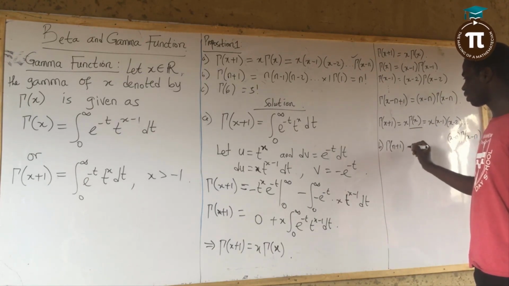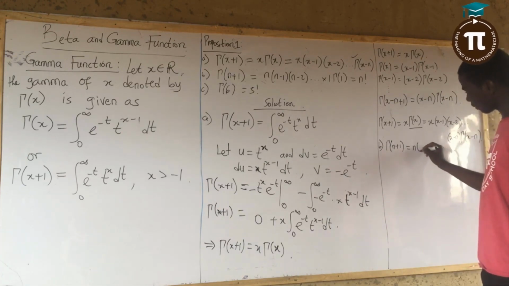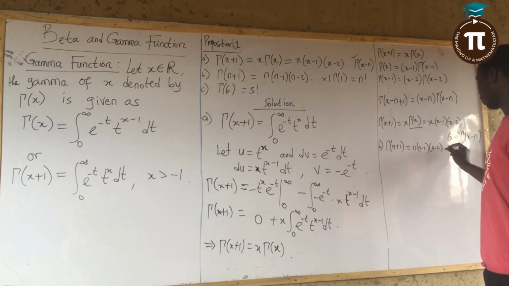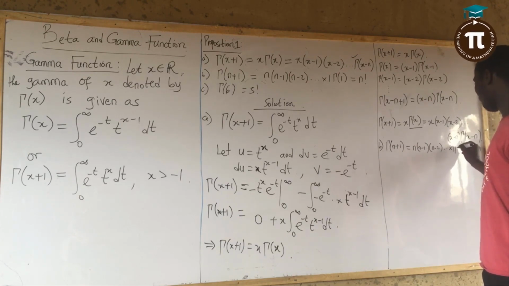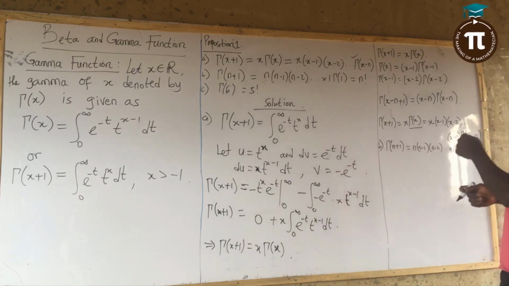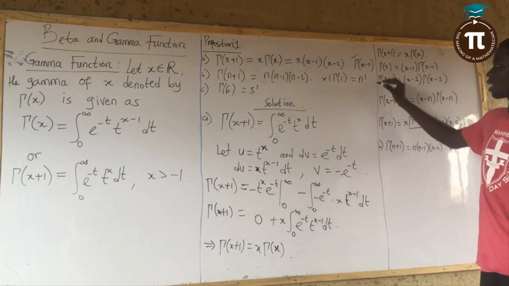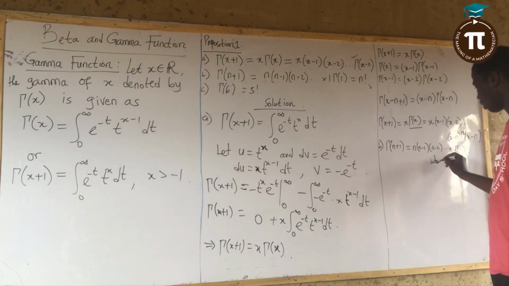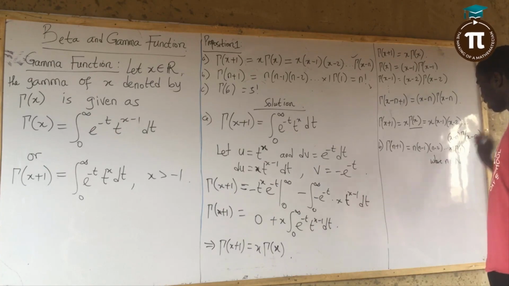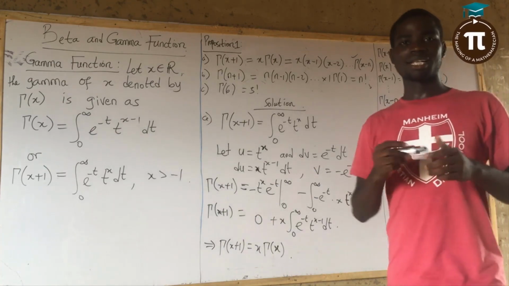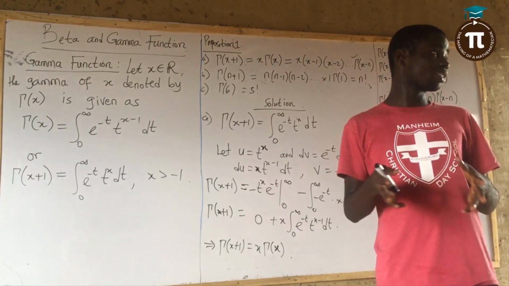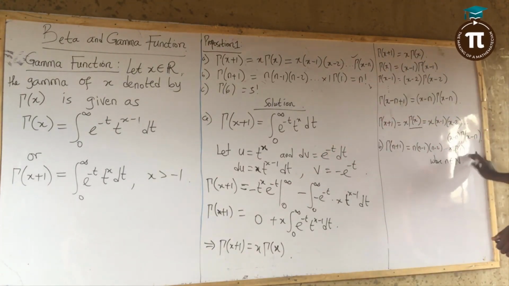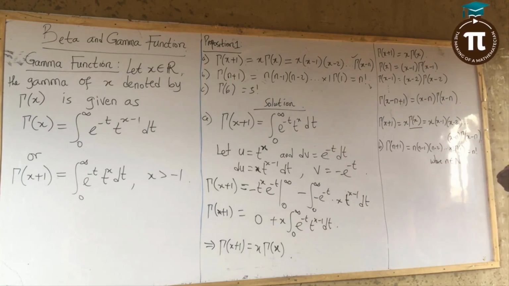Obviously, Γ(n+1) = n(n-1)(n-2)... down to Γ(1). Of course, this case is where n belongs to the natural numbers, that is, n is a positive integer. So this will be true: Γ(n+1) will actually be equal to n factorial.